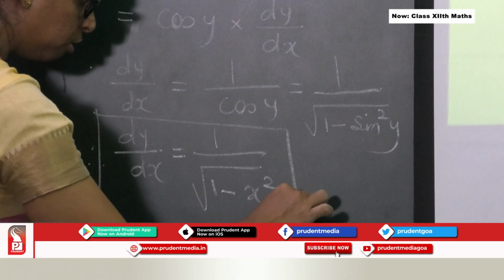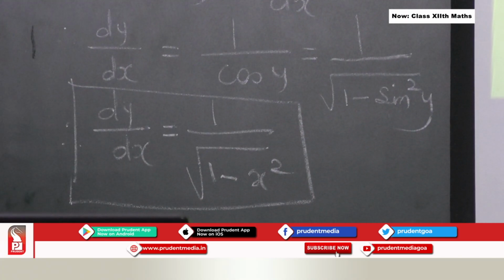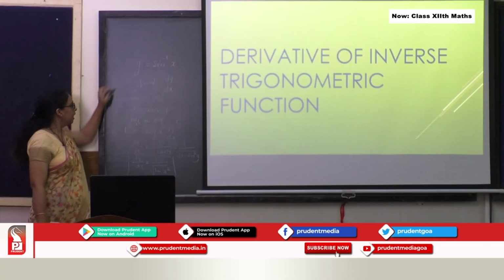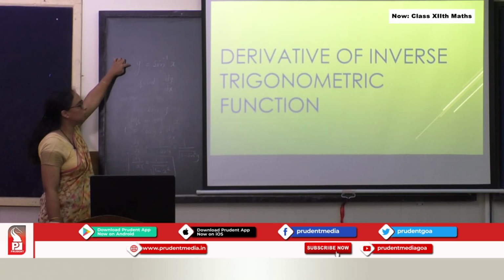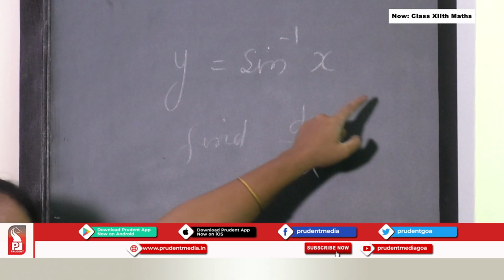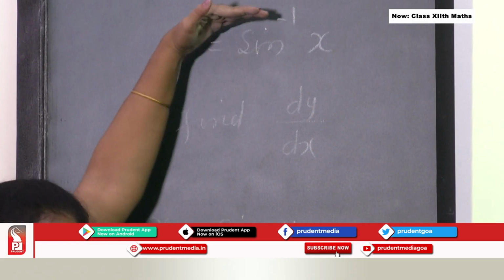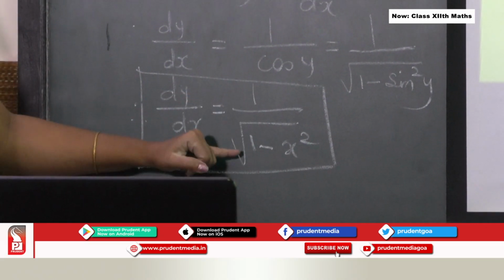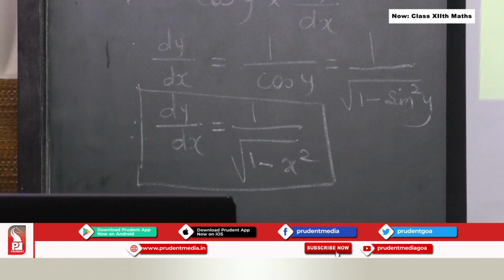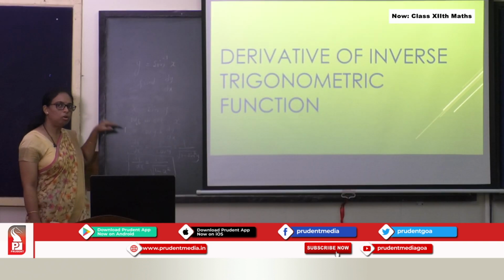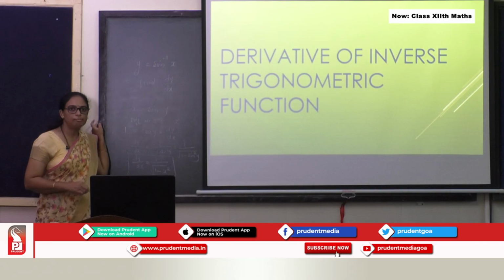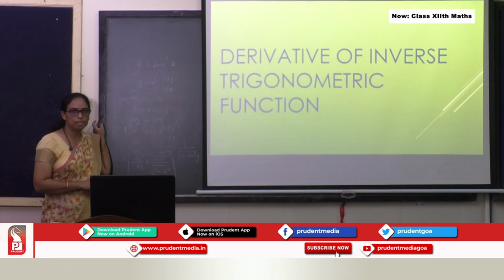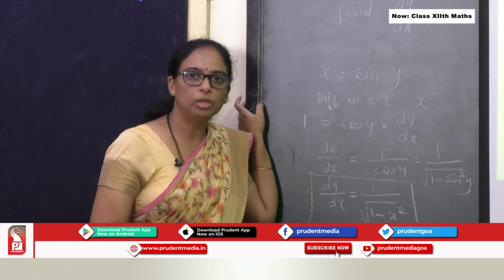See, therefore, what we have successfully derived is that if I have the inverse trigonometric function given by y equal to sine inverse of x, the derivative of the function is equal to 1 upon root 1 minus x square. I can try doing the same also for the remaining 5 inverse trigonometric functions. The same method will go in.